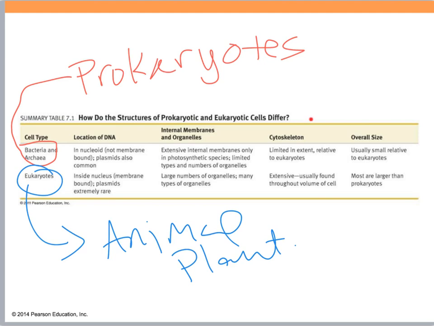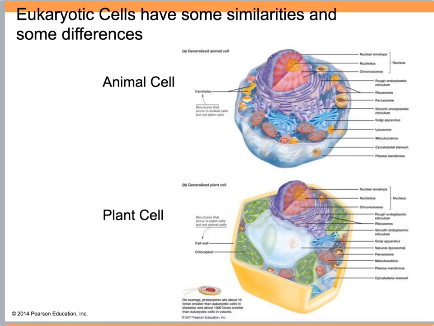Again, the cytoskeleton in prokaryotes is very limited, whereas in eukaryotes it's extensive, and the overall size, usually the prokaryotes are much smaller than eukaryotic cells, and eukaryotic cells are much bigger. If we start looking at some of the eukaryotic cells, we mentioned animal cells and plant cells. They share a lot of very similar characteristics. They have a lot of the same organelles, and we'll talk about all these different organelles later.